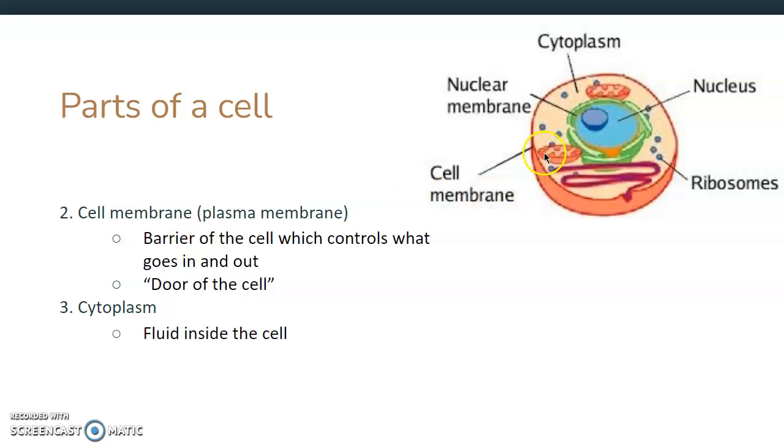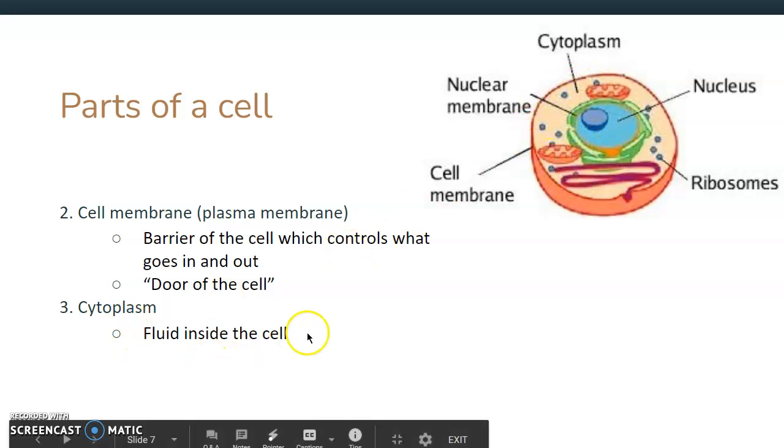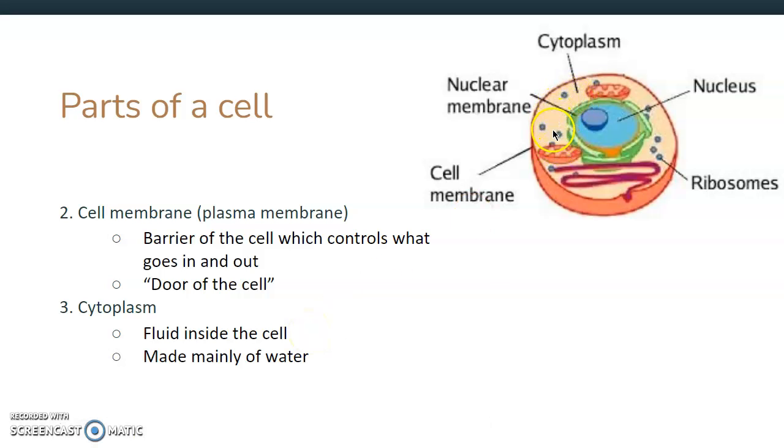So our cytoplasm, we can see in this picture, is on the inside. Our cell membrane's on the outside. Our cytoplasm is the fluid inside the cell. So our cell is made of a bunch of different nutrients, materials for the cytoplasm, but it's mainly water. So cytoplasm is like the water-like fluid that everything sits inside of.